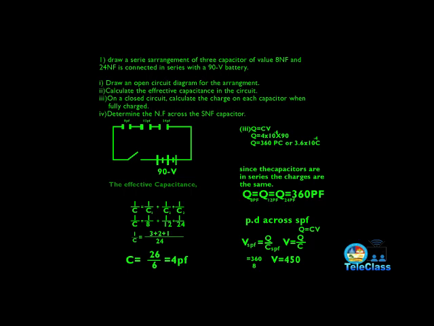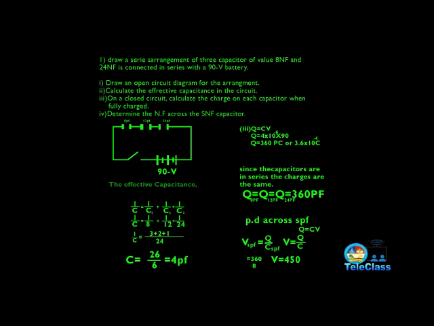Now, the third question says, on closed circuit, calculate the charge on each capacitor when fully charged. If you look at it, it says calculate the charge on each capacitor. This is where you have to be very careful, because most times they confuse us with the question. If you remember, I said when capacitors are arranged in series, the same charge is established. So many students, if you are not careful, will be carried away with the question, and you just do something else and think you are doing the right thing. At the end of the day, you begin to say why they are wicked and all that. No, it's not like that. This question is just to confuse you.